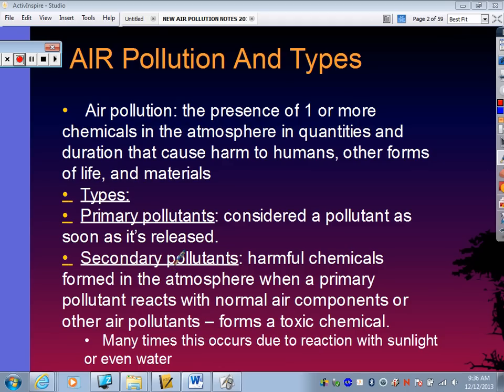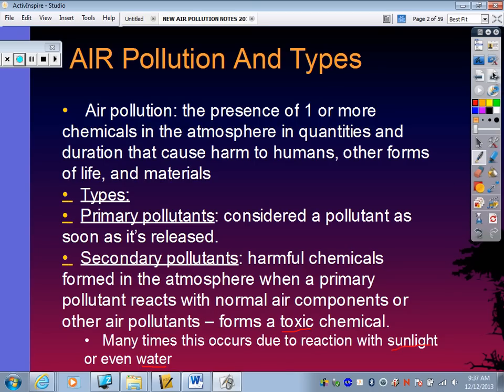And then you can also form what's called a secondary pollutant. Once the primary pollutant has been released, it can react with things such as sunlight, water, any free oxygens roaming around in the atmosphere. Those can all react with the primary pollutants to form these secondary pollutants. These secondary pollutants are usually more toxic, and they can cause some problems.